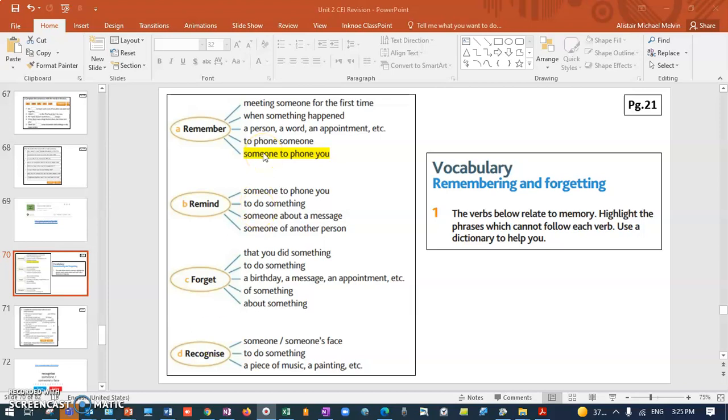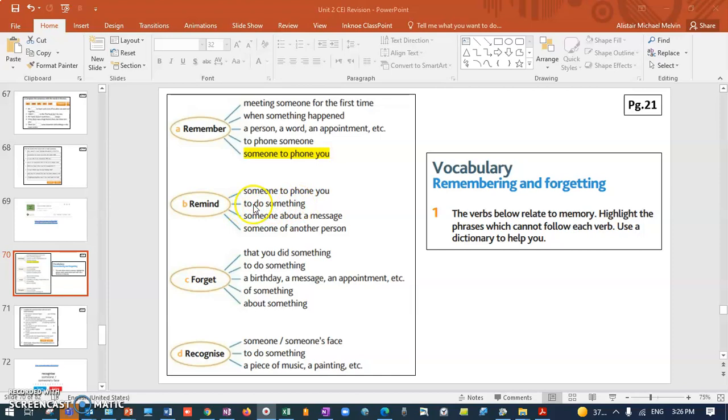So one of these for each word is wrong. So I'm just going to look at the wrong one. You can't say remember someone to phone you. Some verbs don't take an object. So remember doesn't have an object. Remind is the opposite. It must have an object. So you must say remind someone.